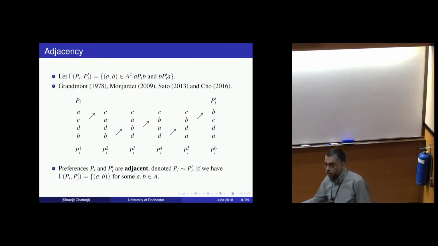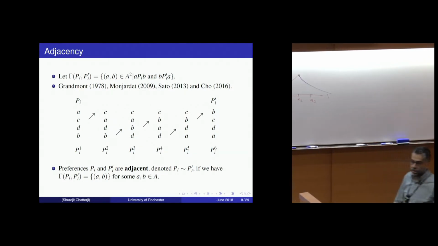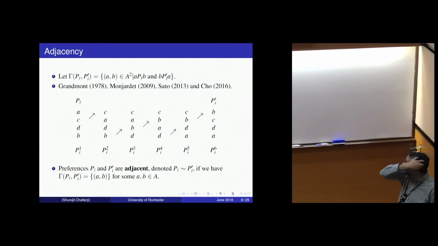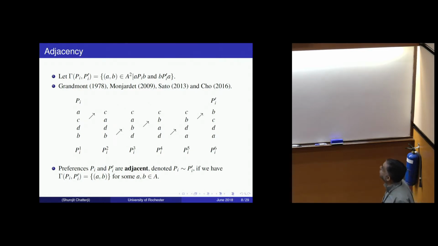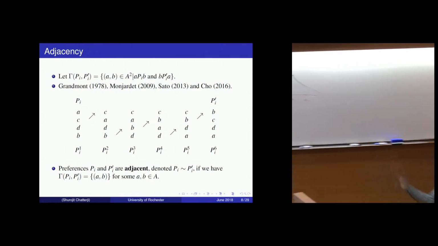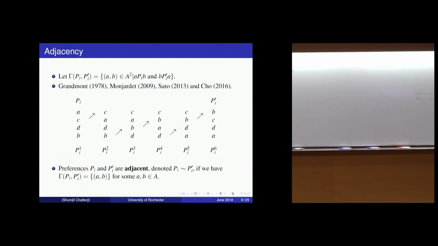So one notion of richness that has been proposed in this literature and has been used quite extensively recently. Recent papers are ones by Shin Sato in 2013 and Wonki Cho 2016, but there are many others as well. It can be traced back to earlier work by Monjardeh and Grammont. So the idea is the following.